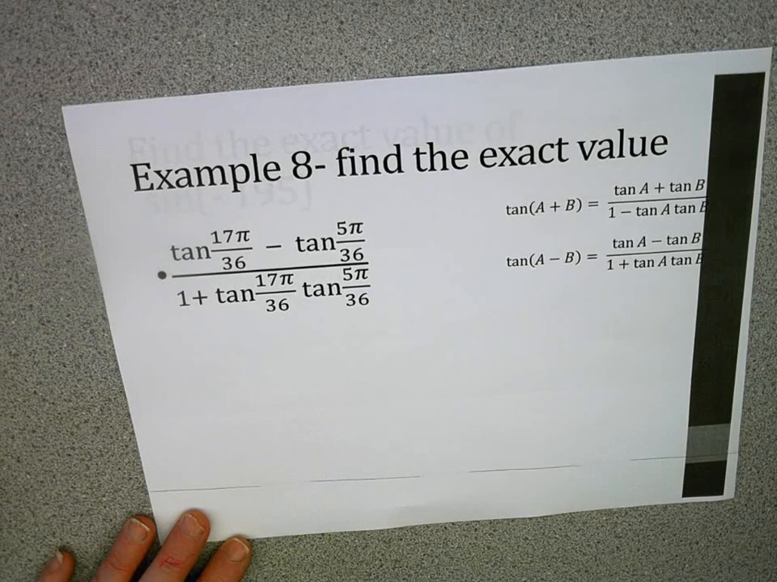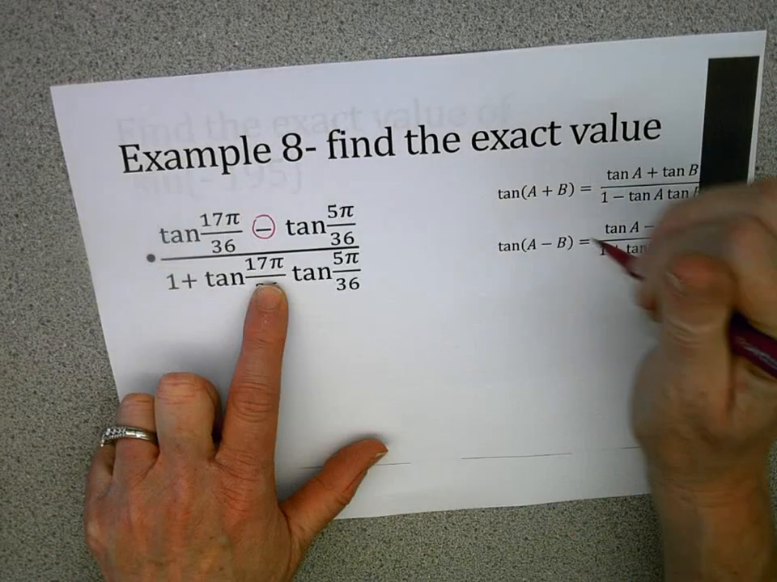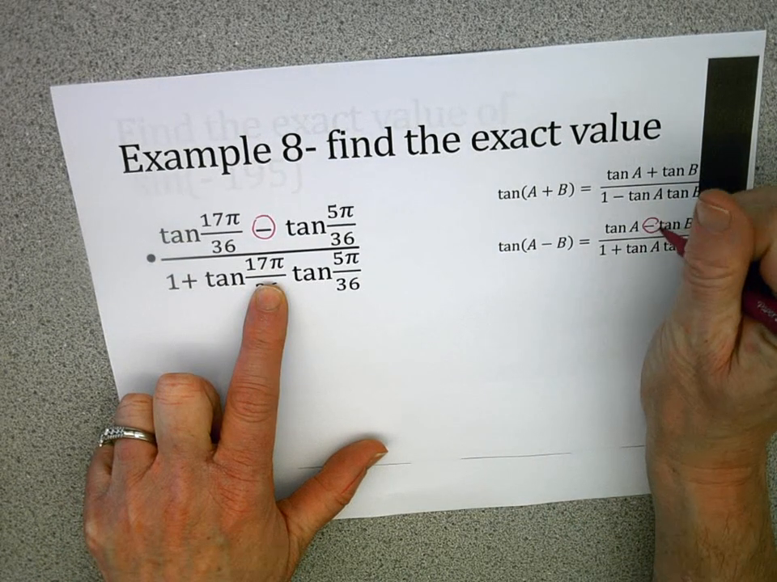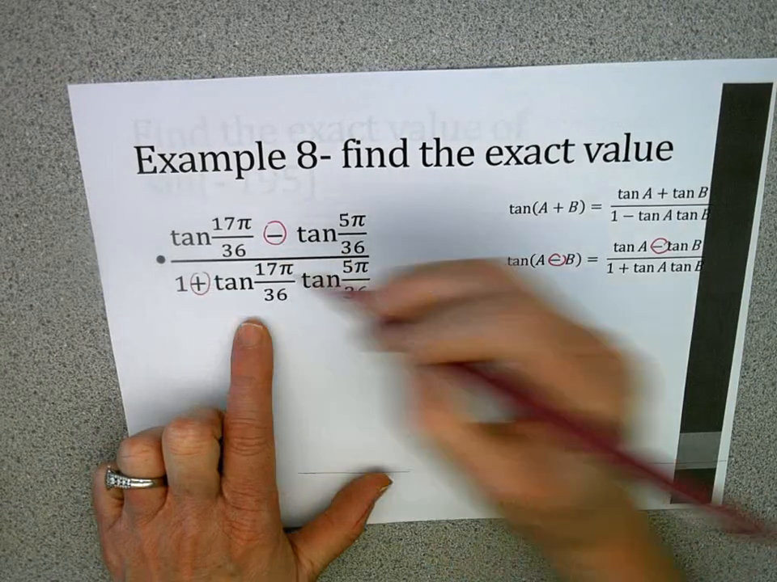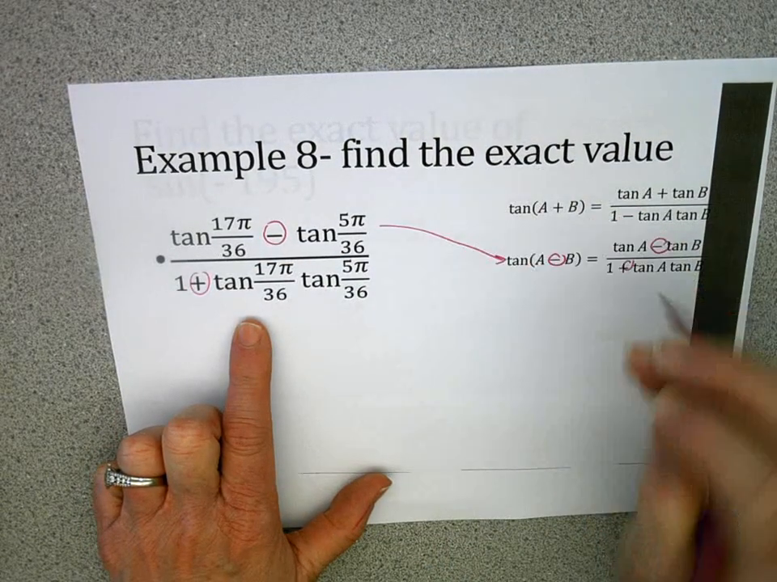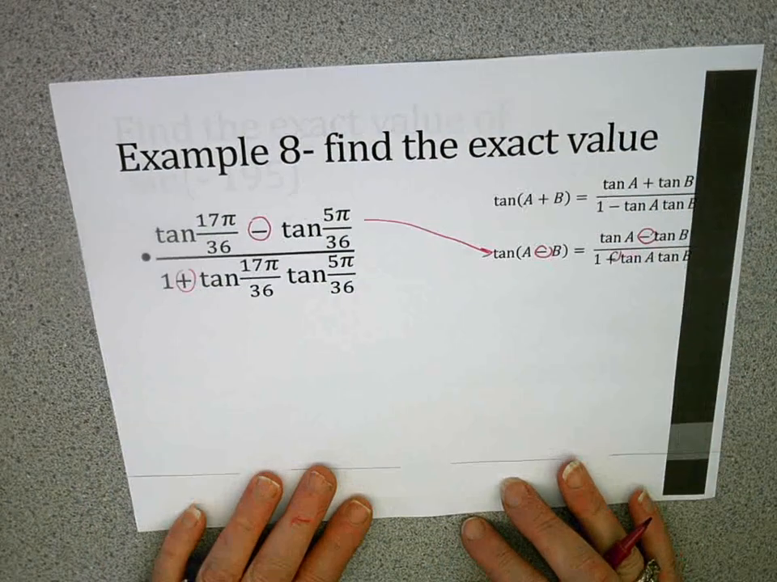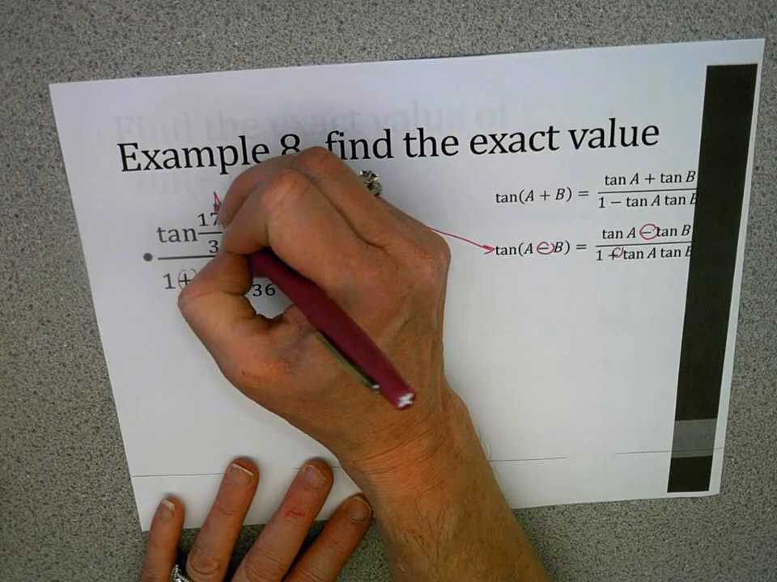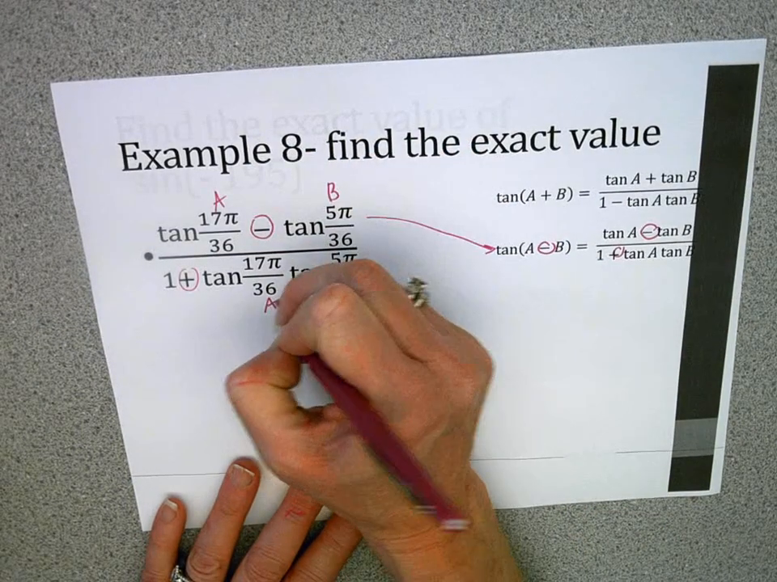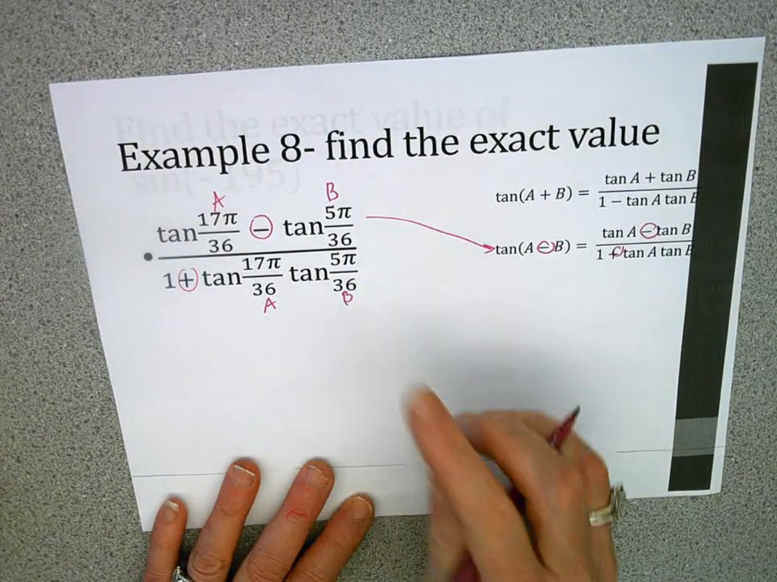Number 8. This is a minus, that's a minus, that's a minus, this is a plus, that's a plus. We must be looking at an A minus B formula this time. This is my A, that's my B. Make sure they line up where A and B are the same with each one.